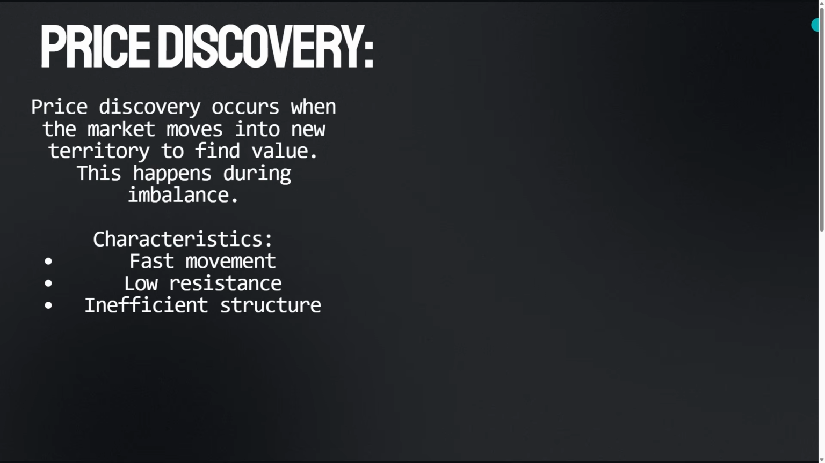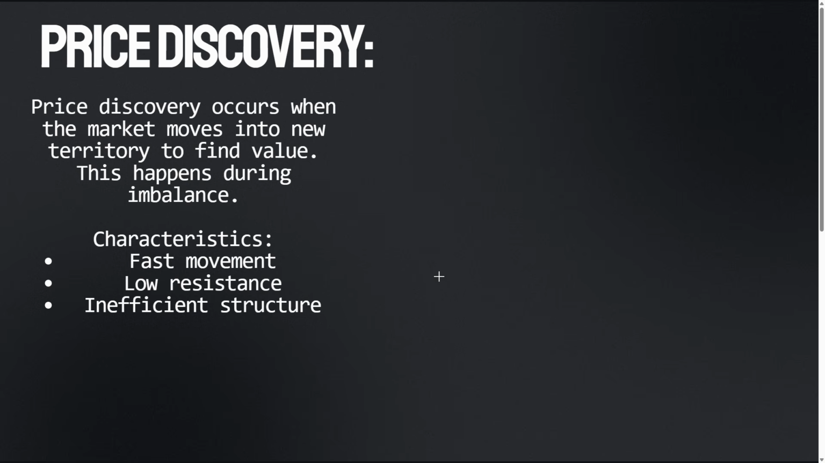So now price discovery. This is your stage of the market where you're seeking new or old value, right? And this is where your imbalance stage occurs. This is where you get a fast movement, you get low resistance. Overall it's not necessarily lower volume, but it's not clustered in a balance. And it's a bit of an inefficient structure, right? It's not very efficient, right?